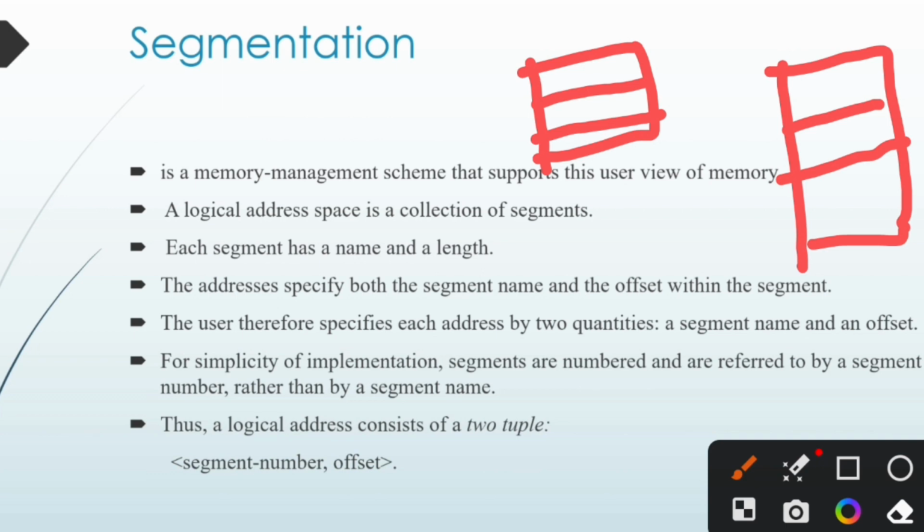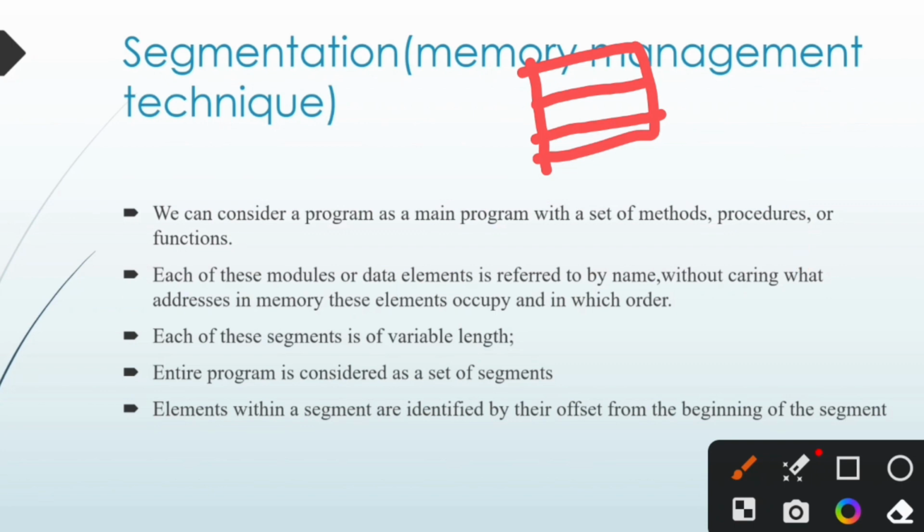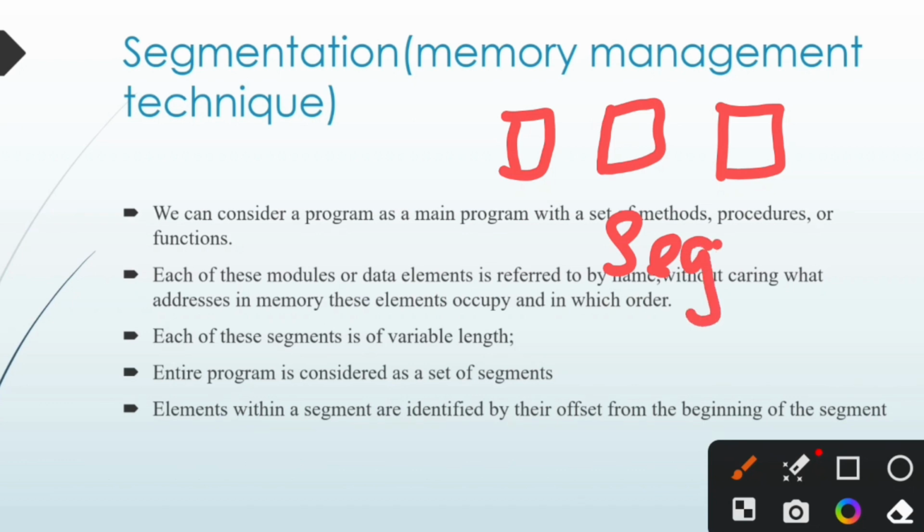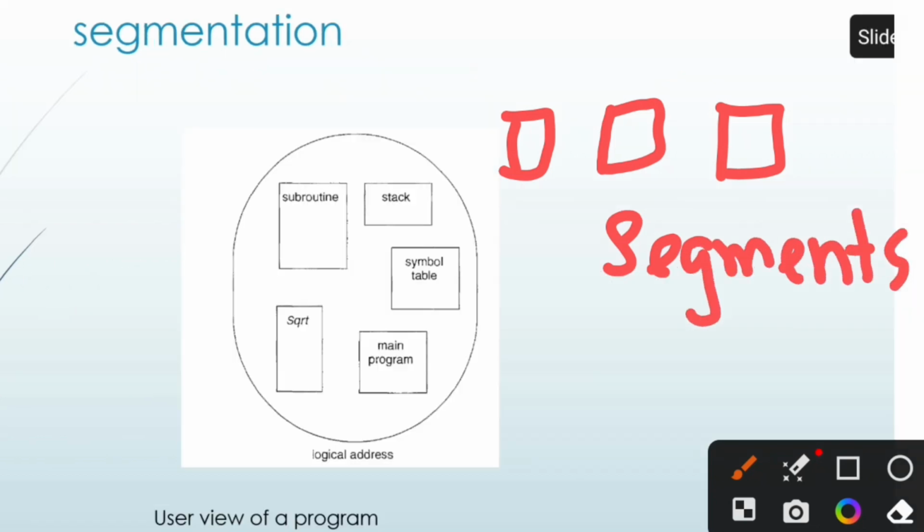But here in segmentation, the process is divided into several modules called segments, which improve the visualization for users. So, here both secondary and main memory are divided into partitions of unequal sizes. This is a user's view of a program.